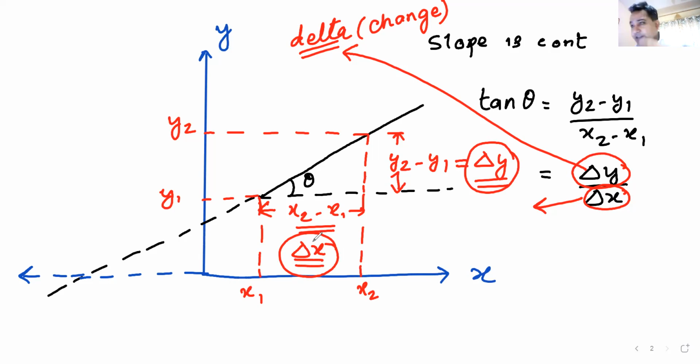Okay. Delta means change, delta y by delta x. Change in the value of y divided by the change in value of x. And remember, we are talking about tan of this angle theta. So we are still talking about a trigonometric ratio, tan theta. And tan theta is delta y by delta x.